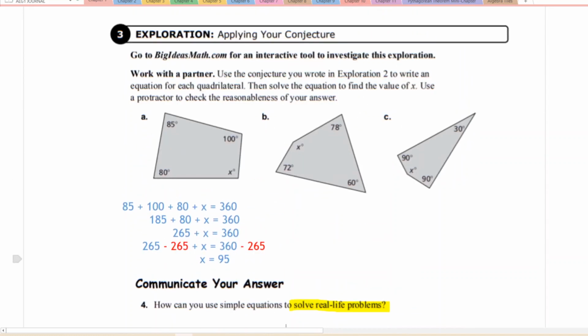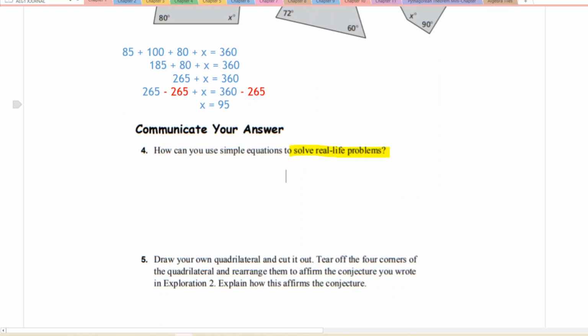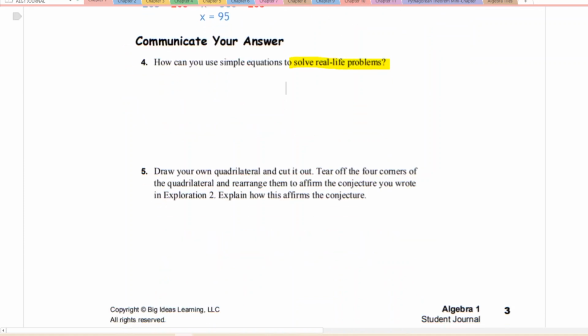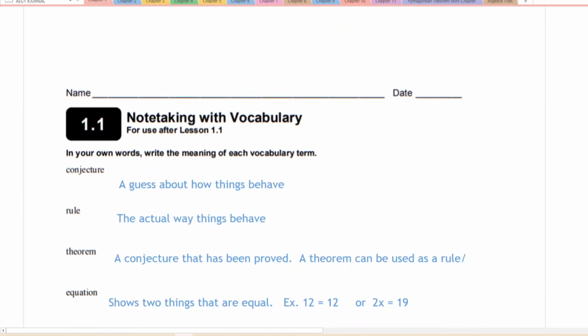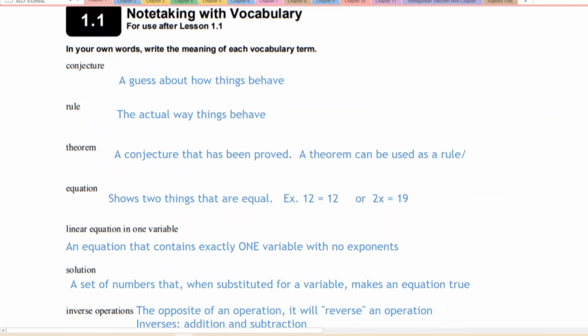You're probably going to tell me I'm never going to have to measure an angle in my life. I'm going to say, yeah, you may not have to. But the kind of thinking that's required to solve it, that's really what I'm trying to teach you here. So let's move away from here and let's just talk about this vocabulary. You're going to want to write these down in your student journal or your student notebook.